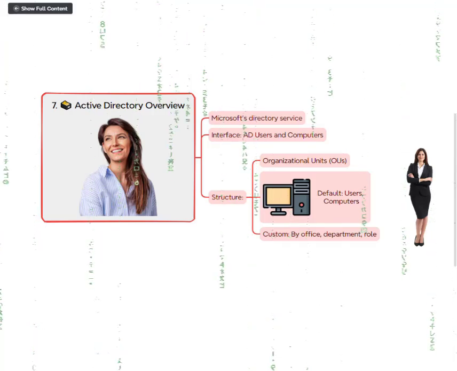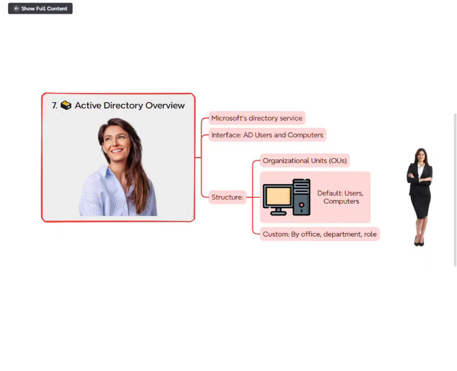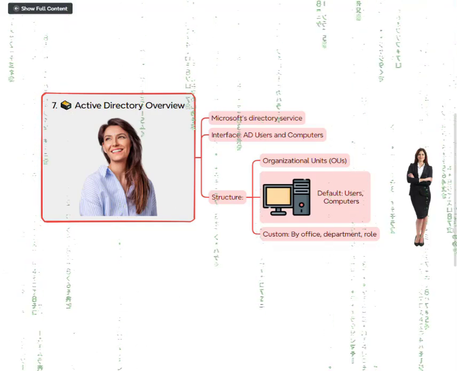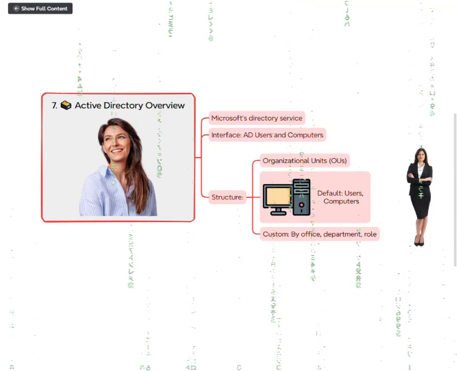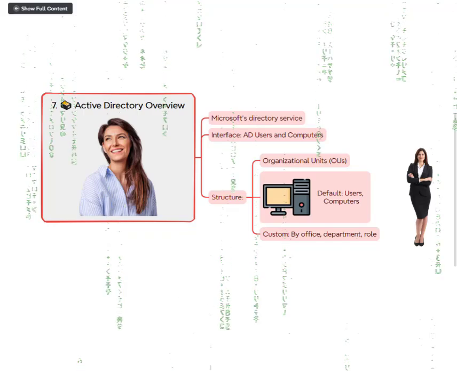Inside AD, you'll work with organizational units, which are like folders that help you organize your network structure. You might separate users by office location, department, or role. This makes things way easier when applying permissions or group policies later on. It's like organizing your kitchen so you can find stuff faster.